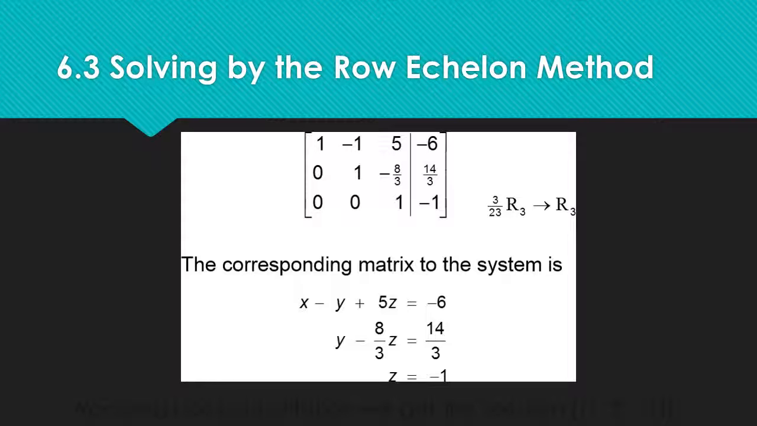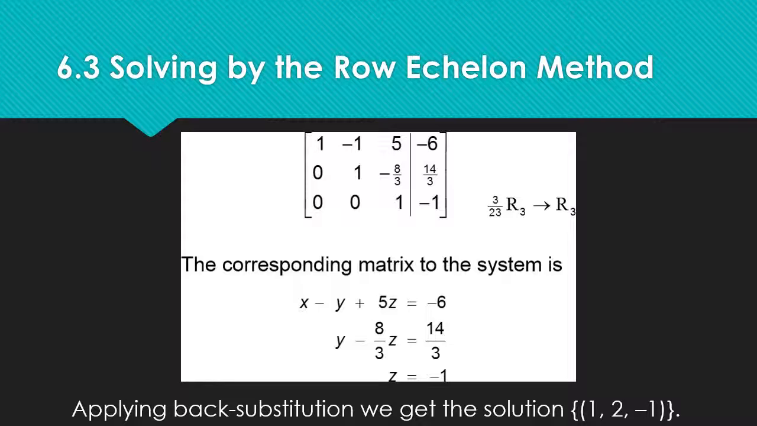Now we've got our system. We have 3 equations, but these will be easy to solve because we know now that z is -1. And we can use that in the middle equation to solve for y, and then use both of those answers to solve for x. And we get 1, 2, and -1.